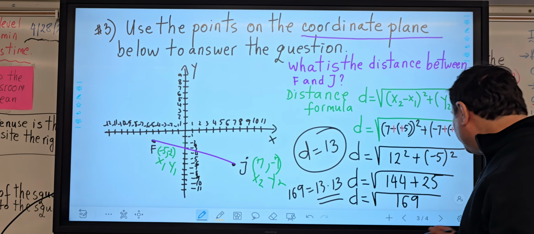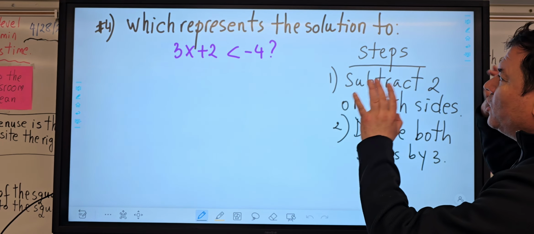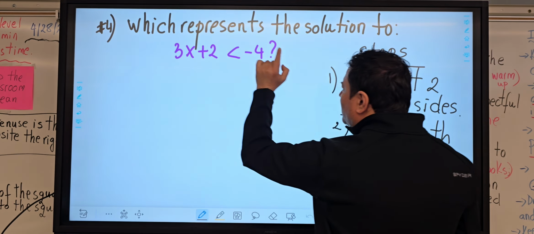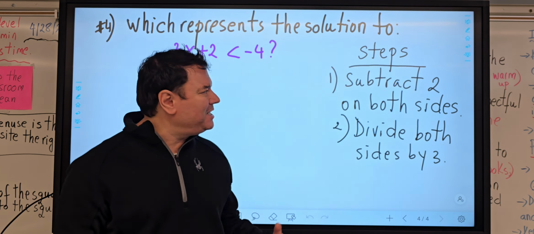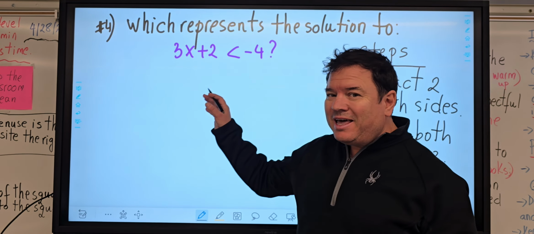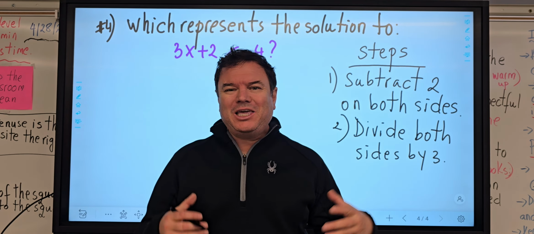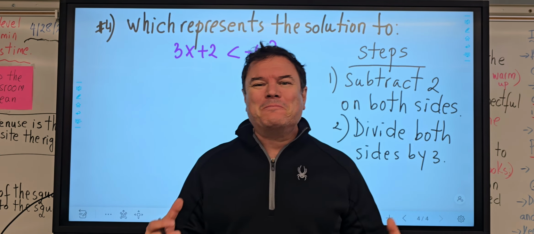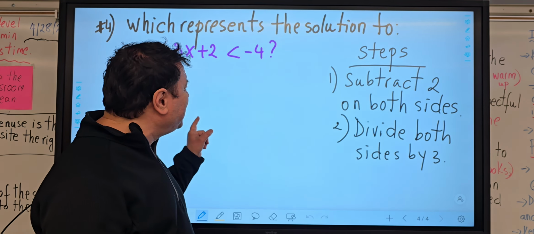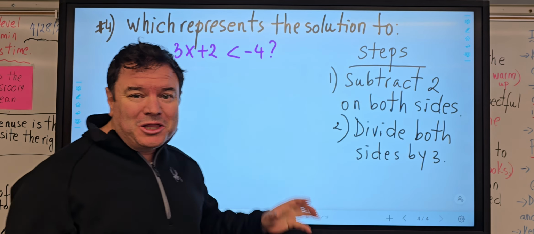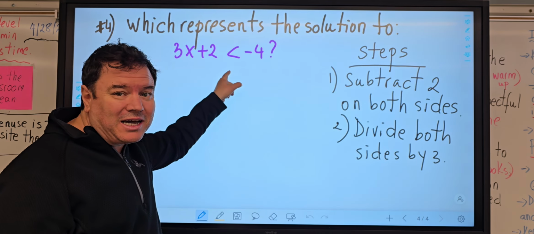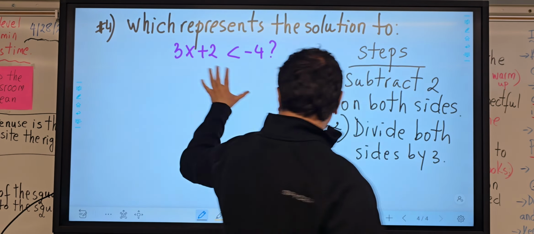Let's take a look at another problem for part 1, which asks what represents the solution to this. We have 3x plus 2 less than negative 4. In this case we have an inequality, and we need to solve the inequality for x. Remember, I told you in a previous video that equations and inequalities are like brothers and sisters, because we use the same steps until the end. The only difference is that at the end we have an inequality sign, not the equal sign. But for now, let's use the same steps.